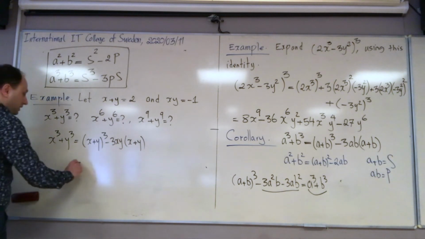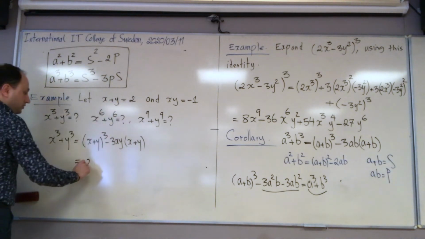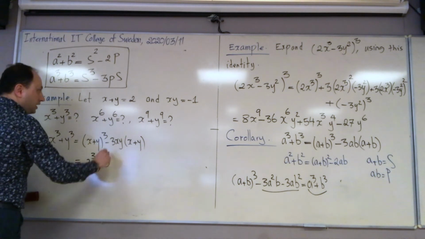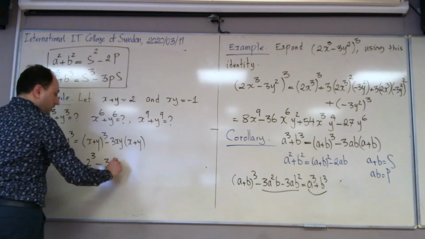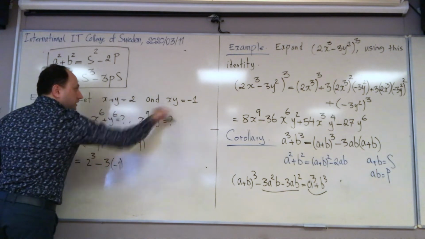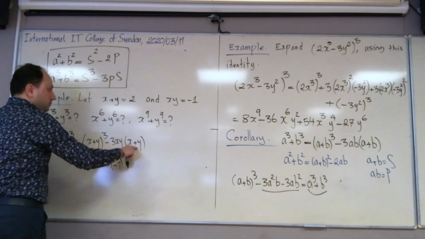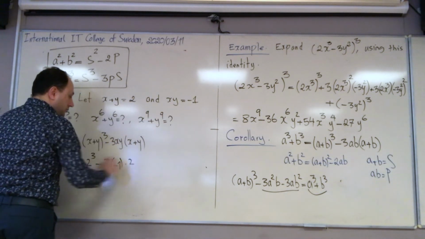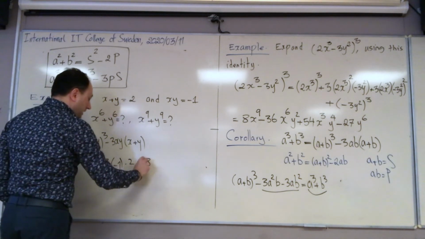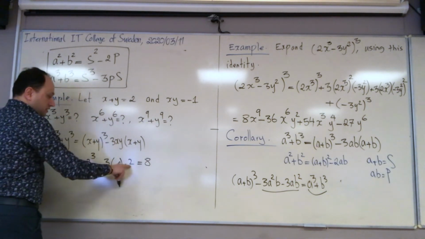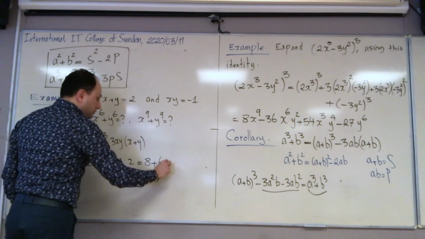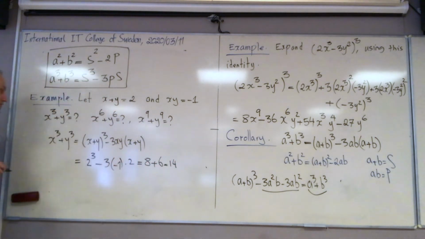So then everything is given to me. X plus y is 2, so 2 to the 3 minus 3 times xy, which is negative 1. xy is given directly in the problem. And then I have x plus y again is 2. So if I solve this, it becomes 8. And then this is 6, yes? Positive 6. So it becomes 14. So the answer to x cubed plus y cubed is 14. This is fairly simple, yes?